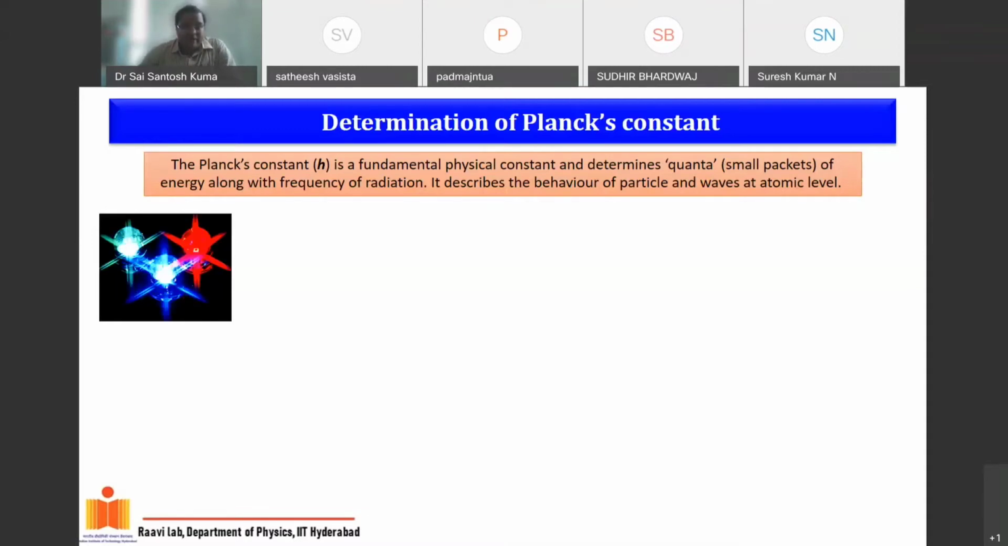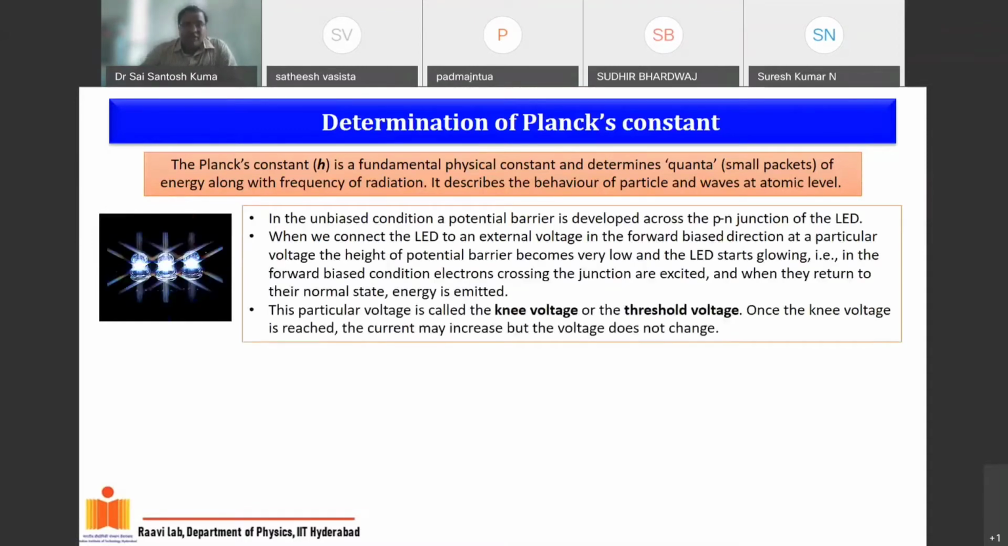So keep in mind, an LED in unbiased condition has a potential barrier which is developed across the PN junction. When we connect the LED to an external voltage in the forward bias direction, at a particular voltage the height of the potential barrier becomes very low and the LED starts glowing. That is, in forward bias condition, the electrons crossing the junction are excited, and when they return to the normal state, energy is emitted. Right? So these are all things which you all know. I just want to refresh you so that we can go with this experiment.